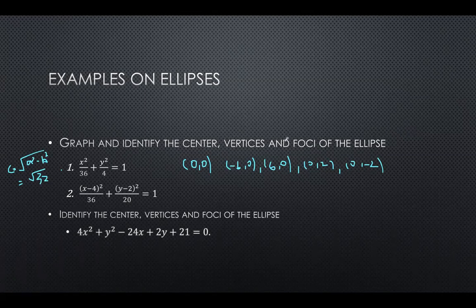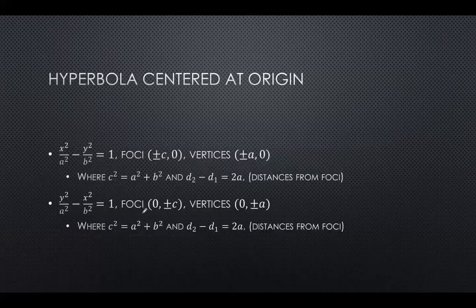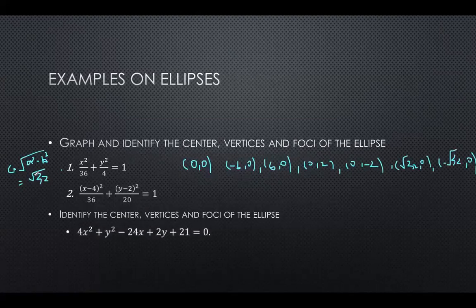All right. Because the foci are on the x-axis, you just add and subtract c on the x-coordinate, right? Square root of 32, 0, and minus square root of 32, 0. Of course, you can simplify the square root of 32 by pulling a square root of 16 out. Square root of 16 is 4, so 4 radical 2.